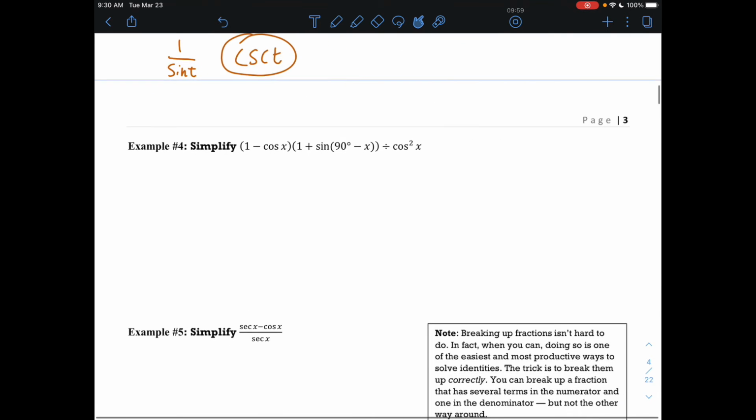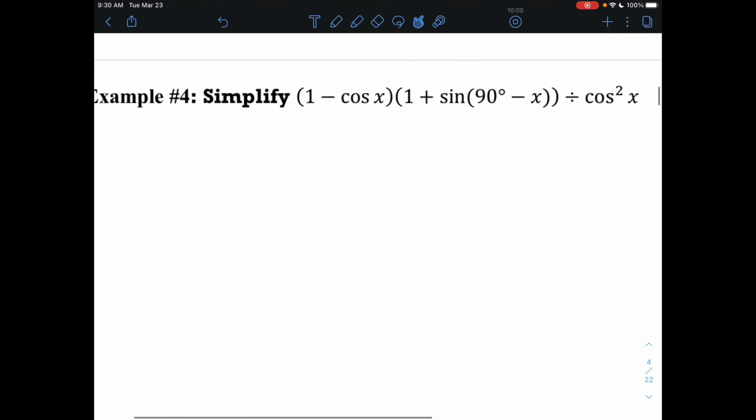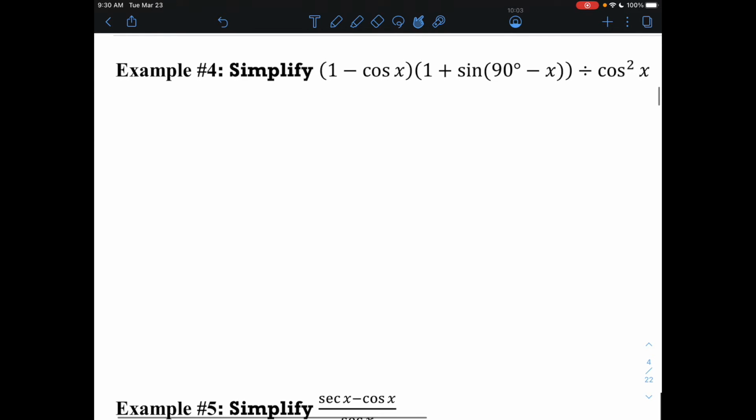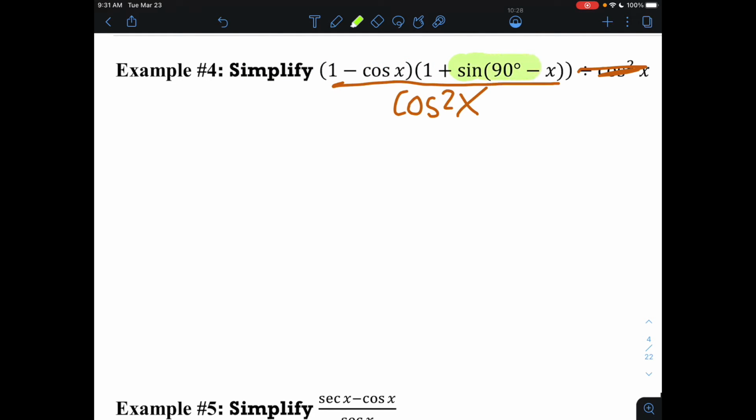All right, so taking a look at example number 4, we're asked to simplify this whole thing. I don't like this written as divided by cosine squared, so I'm going to write this whole thing over cosine squared. Okay, taking a look at what we have here, I'm automatically seeing something that we haven't dealt with yet, which is this sine of 90 minus x.